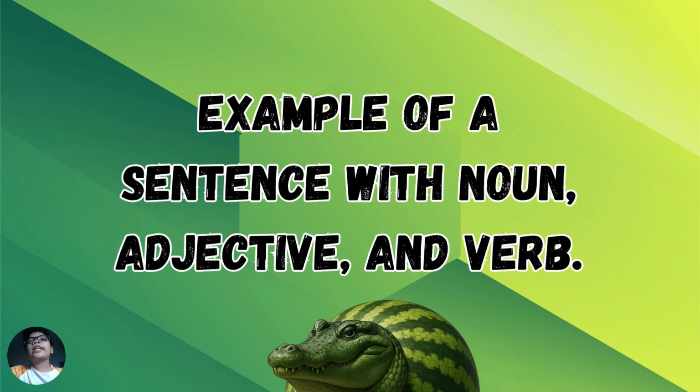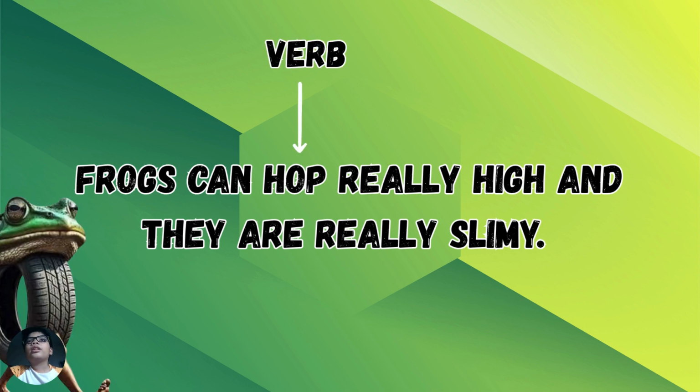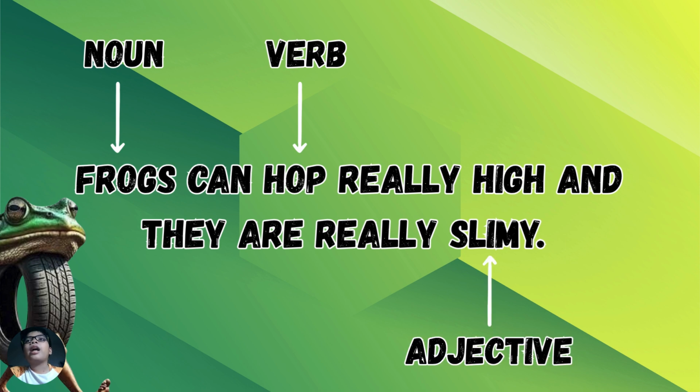Example of a sentence with a noun, adjective, and verb. Frogs can hop really high and they are very slimy. The verb is hop. The noun is frogs. And the adjective is slimy.